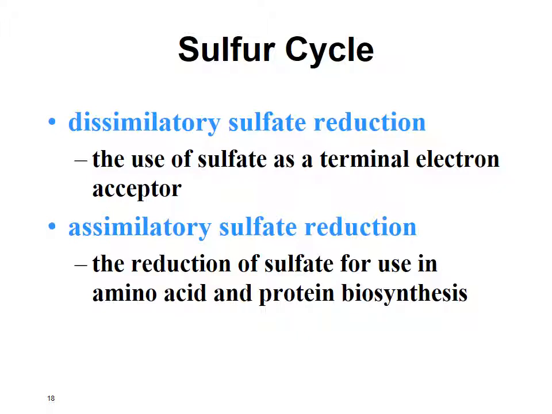In comparison, the reduction of sulfate for use in amino acid and protein biosynthesis is described as assimilatory sulfate reduction. Sulfite, SO3 2 negative, is another critical intermediate that can be reduced to sulfide by a wide variety of microorganisms.